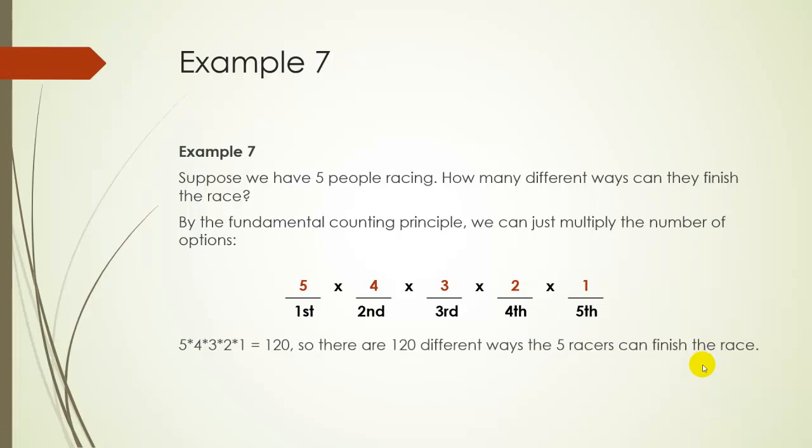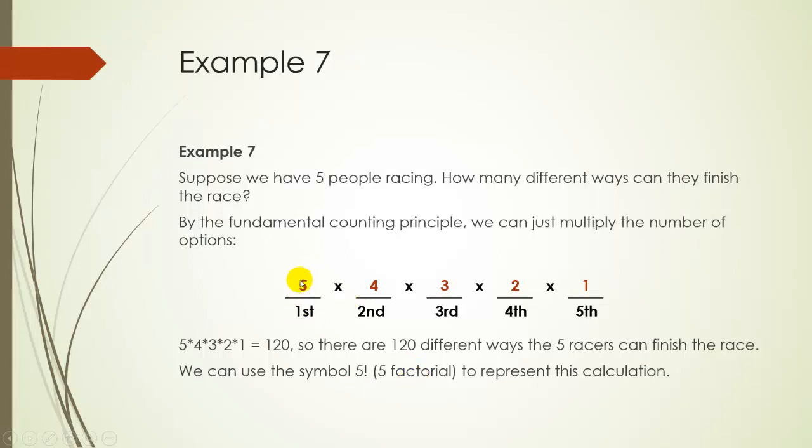So 5 times 4 times 3 times 2 times 1 is 120. So there's 120 different ways in which 5 racers can finish a race. You might have seen this before in math classes, 5 factorial. This factorial symbol just means you're going to multiply down.